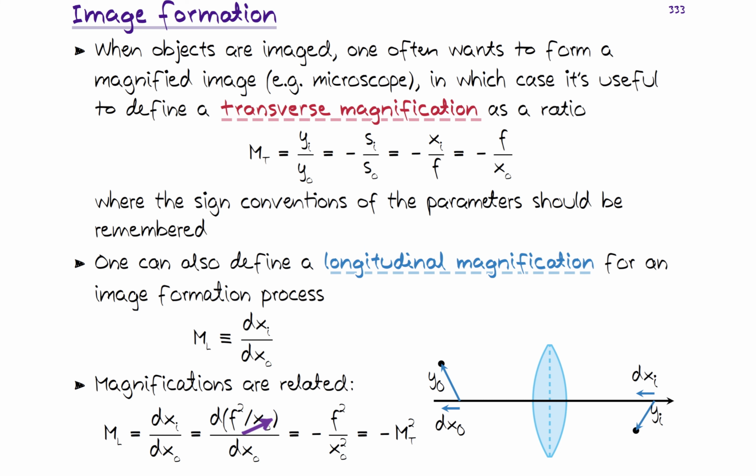And then I can calculate the derivative. The minus signs cancel out, I'm not missing anything here. And then I can calculate these things out, so I get this kind of equation for the longitudinal magnification. And then I can equate that this is actually the square of my transverse magnification plus the minus sign.